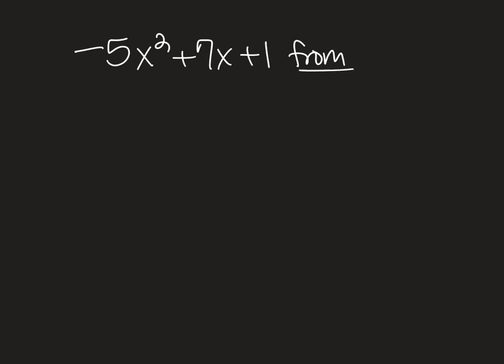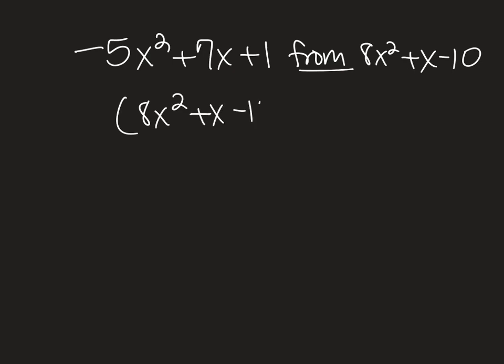So there's a problem that one of y'all had, and it says subtract negative 5x squared plus 7x plus 1 from 8x squared plus x minus 10. So it says subtract from, that means you've got to switch the order. So you're going to write 8x squared plus x minus 10, because from means flip, and then minus negative 5x squared plus 7x plus 1.